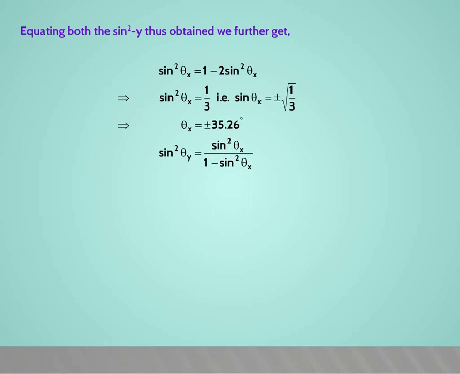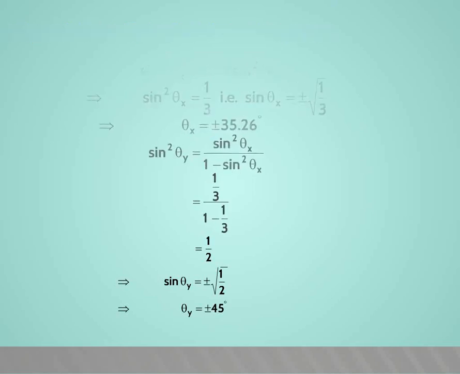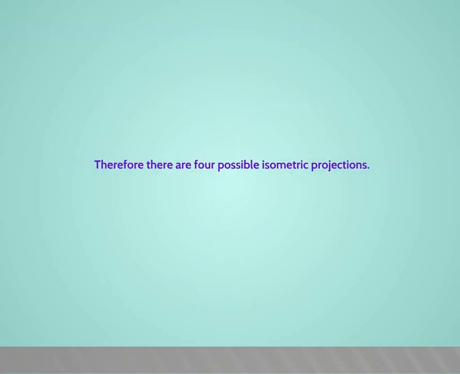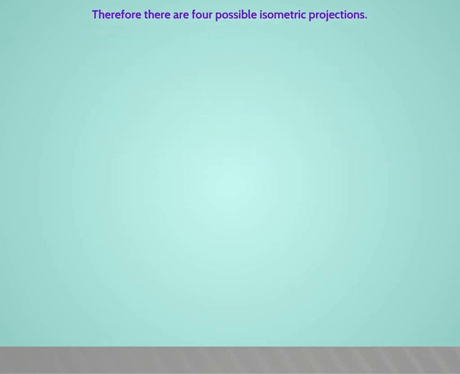Sin square theta y is equal to sin square theta x by 1 minus sin square theta x is equal to 1 by 3 by 1 minus 1 by 3 is equal to 1 by 2, which implies sin theta y is equal to plus or minus square root of 1 by 2, which implies theta y is equal to plus or minus 45 degree. Therefore, there are 4 possible isometric projections.